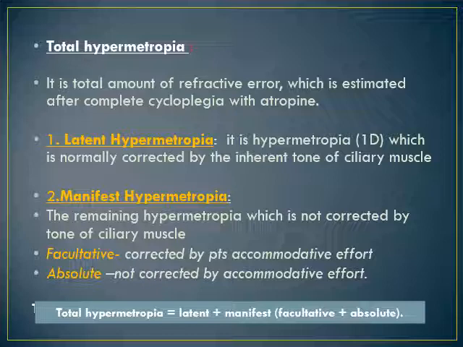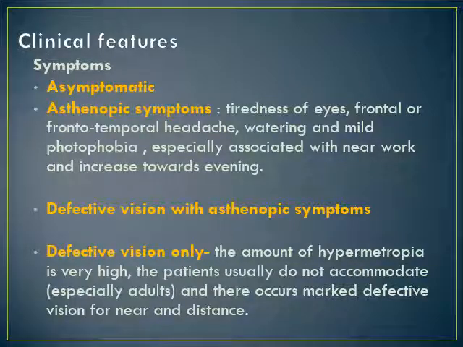So in short, total hypermetropia includes latent and manifest, and manifest consists of facultative and absolute hypermetropia. What are the clinical features?